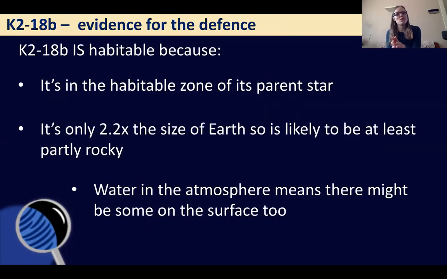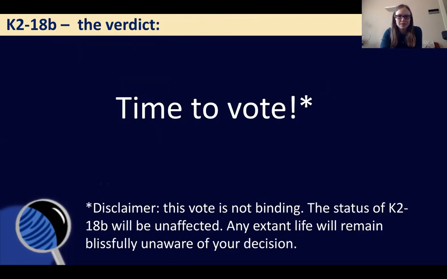Evidence that it might have water or might be habitable? Well, it is in the habitable zone, so it does have the right temperature for there to be liquid water. It's not that much bigger than the Earth, so it's likely to be at least partially rocky. And if you've got water in the atmosphere, then it's not a big stretch to assume there might also be some water on the surface. So I'll leave everybody to have a think about that and tell me what they think is correct. Is K2-18b habitable, or did the press get a little overexcited perhaps? Who knows? Yes, and I should say the status of K2-18b will be unaffected and any extant life will remain blissfully unaware of your decision.